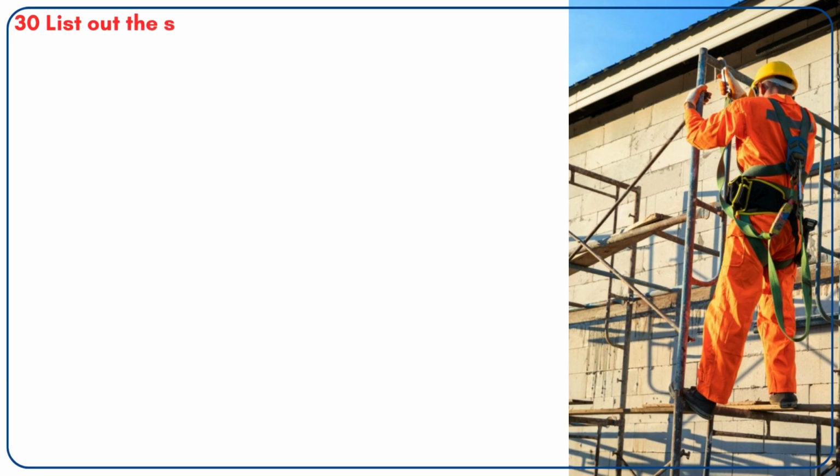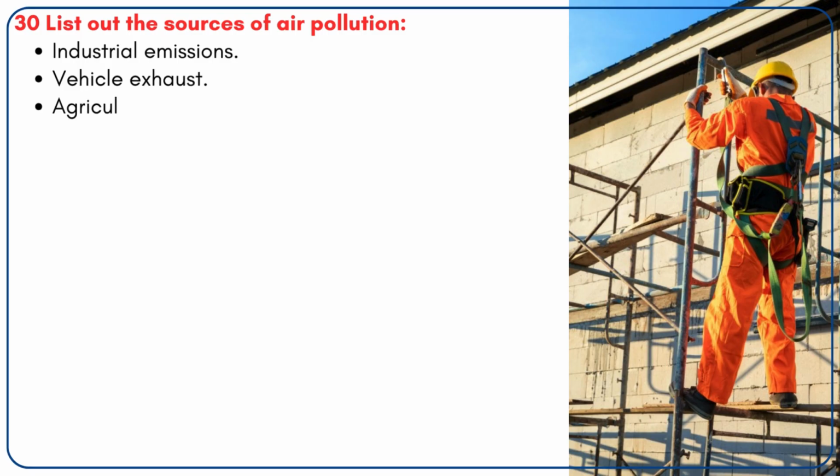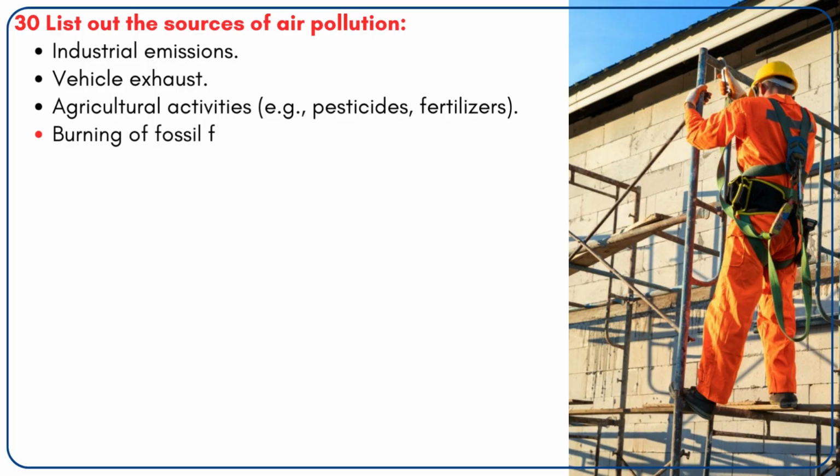30. List out the sources of air pollution. Industrial emissions. Vehicle exhaust. Agricultural activities, for example pesticides, fertilizers. Burning of fossil fuels.